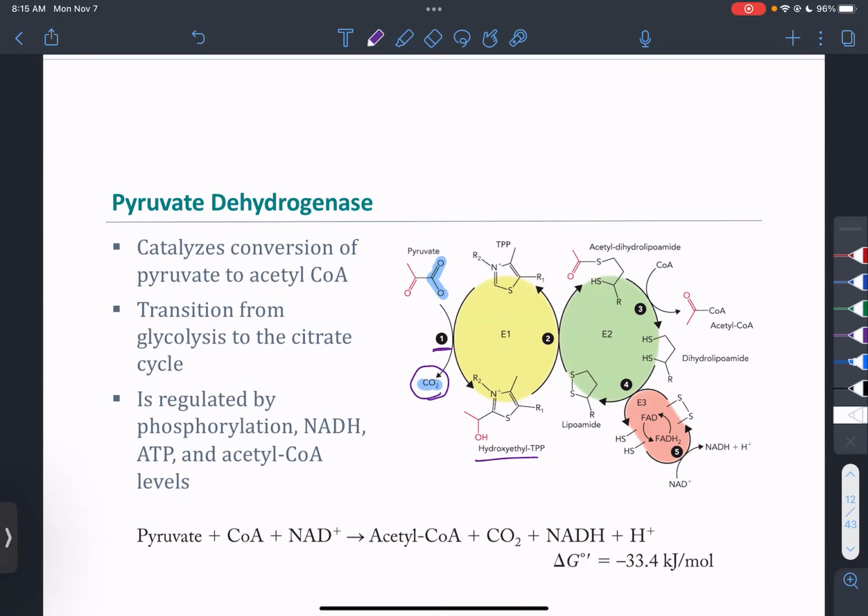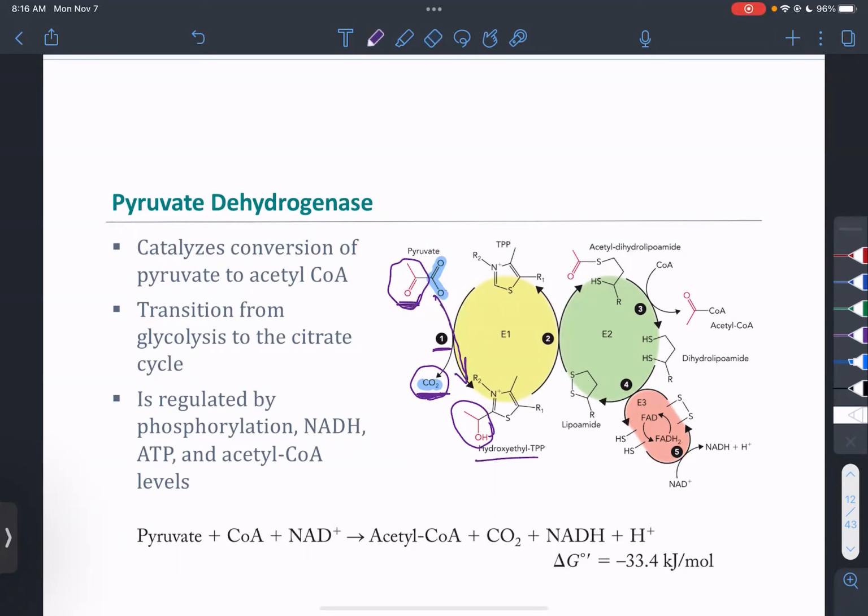All right. So this is happening in the E1, right? So we're kind of following this track, and we're really wanting to watch these red atoms here. So here are the atoms that came from pyruvate, right? We started as pyruvate, we lost these in the form of carbon dioxide. So we're not really going to track those anymore.